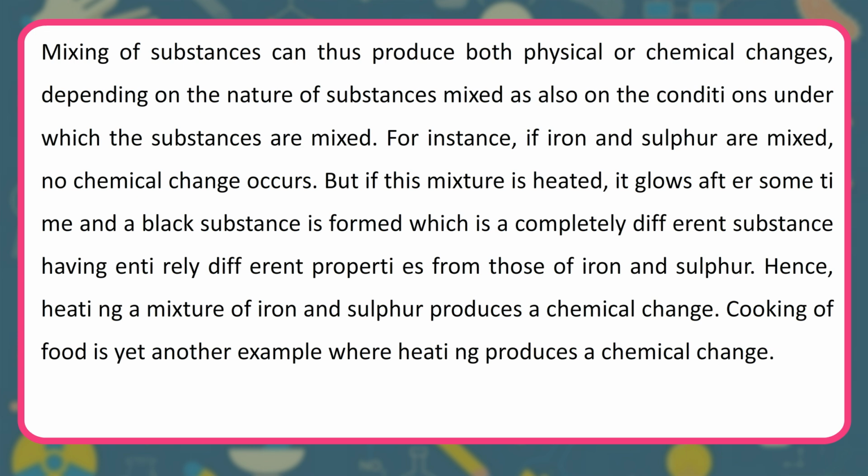For instance, if iron and sulfur are mixed, no chemical change occurs. But if this mixture is heated, it glows after some time and a black substance is formed which is a completely different substance having entirely different properties from those of iron and sulfur. Hence, heating a mixture of iron and sulfur produces a chemical change. Cooking of food is yet another example where heating produces a chemical change.